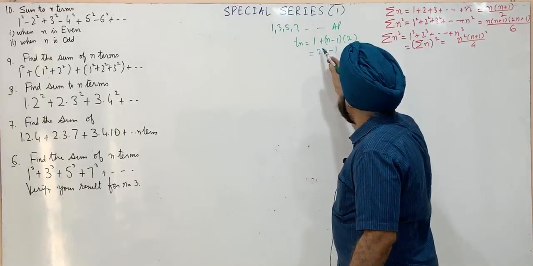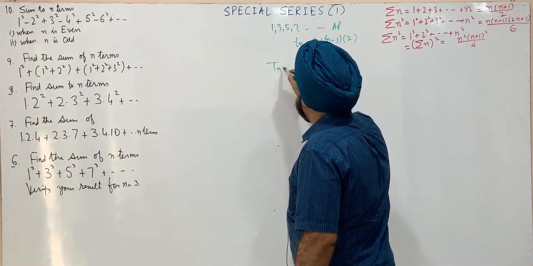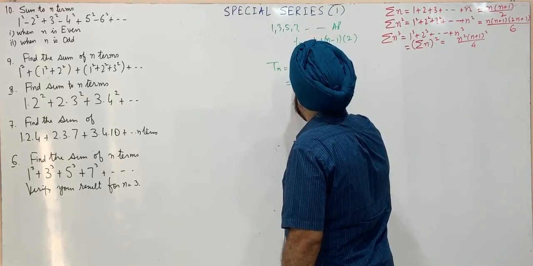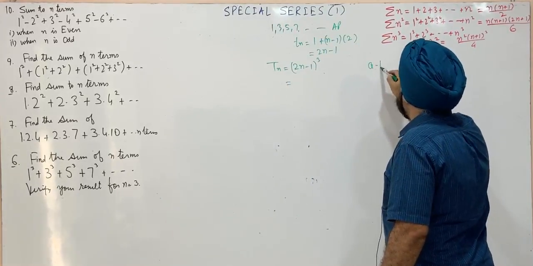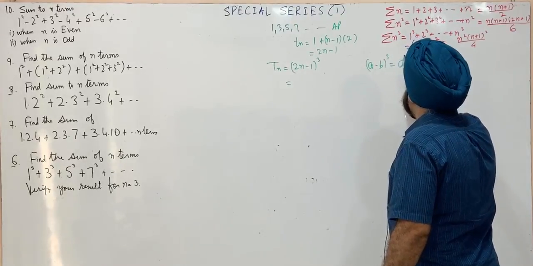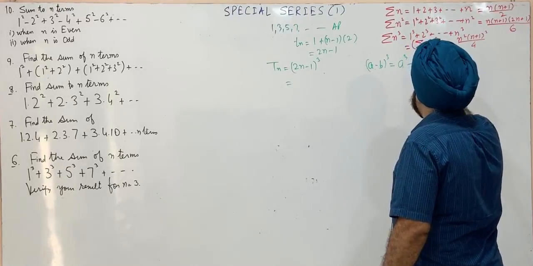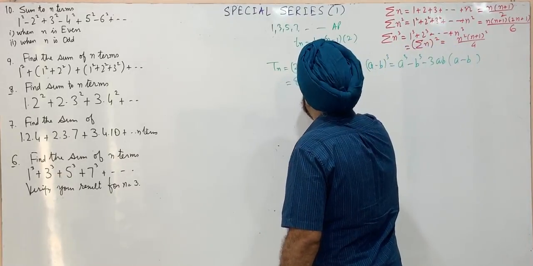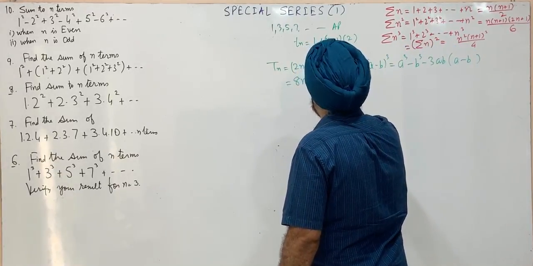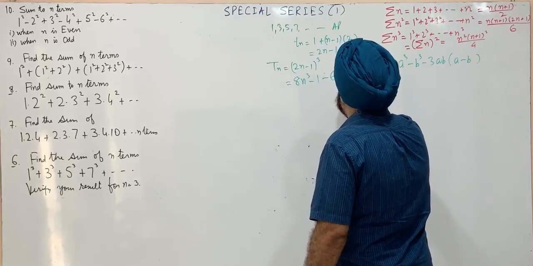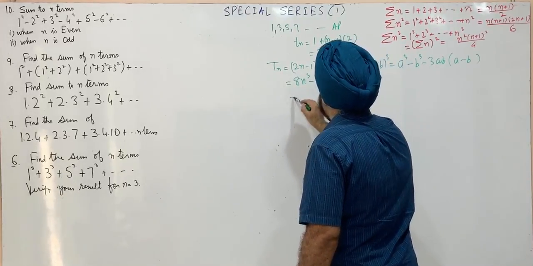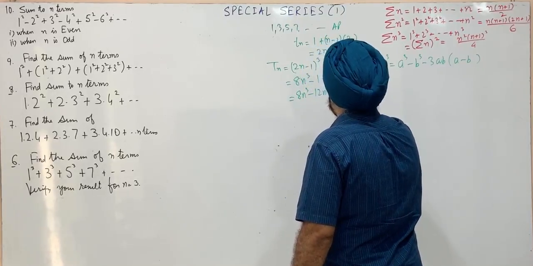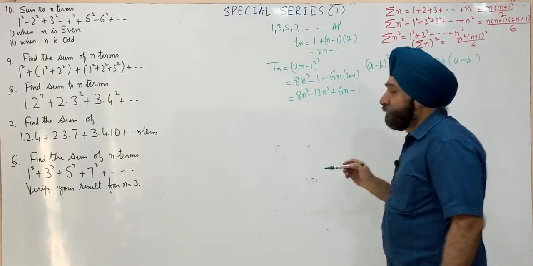So what is the nth term of this series? It will be cube of this. So we write with capital Tn, that's 2n minus 1 whole cube. And what is a minus b whole cube? Is a cube minus b cube minus 3ab into a minus b. So this is 8n cube minus 1 minus this is 6n into 2n minus 1. It's 8n cube minus 12n square plus 6n and minus 1.